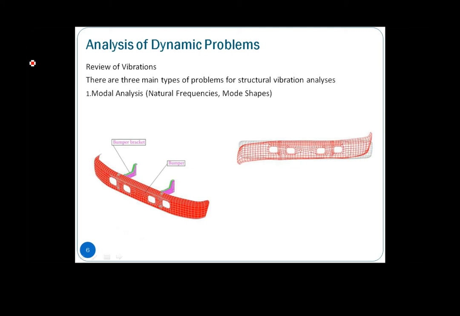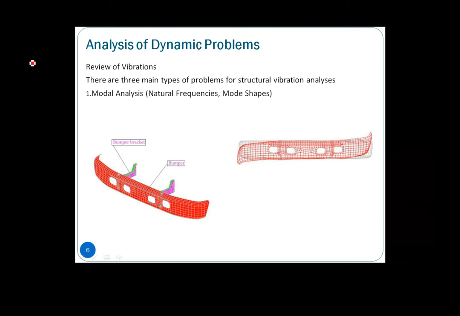So under vibration, there are three types of analysis inside ANSYS Workbench. The first one is called modal analysis. Modal analysis is an analysis that determines the dynamic characteristics of your system under testing. From this modal analysis itself, what we will obtain is the natural frequency and its corresponding mode shapes.